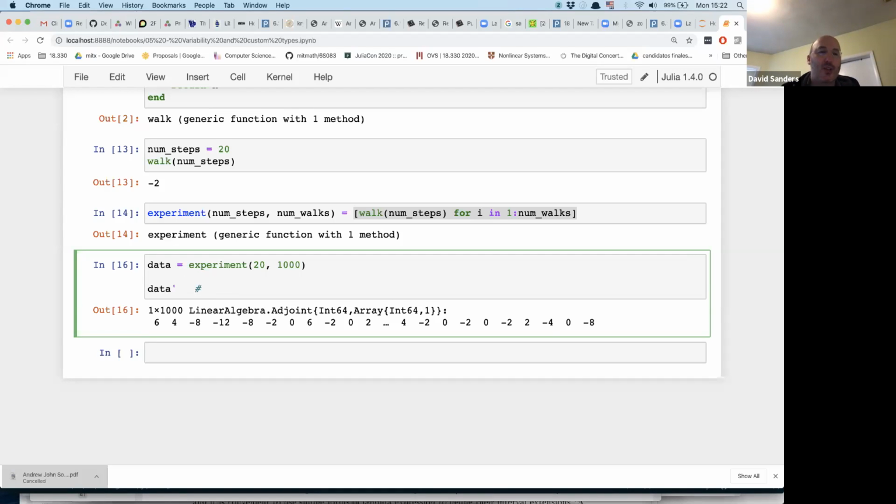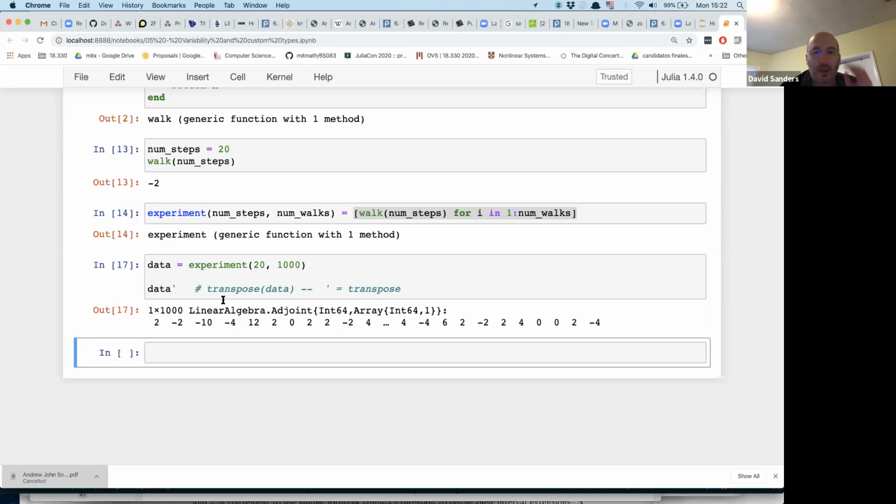So this is just the transpose of data, which you can also write like this, transpose of data. I'm just saying that the quote means transpose. Okay, so what did we do last time?